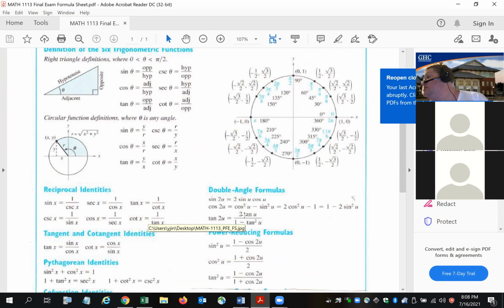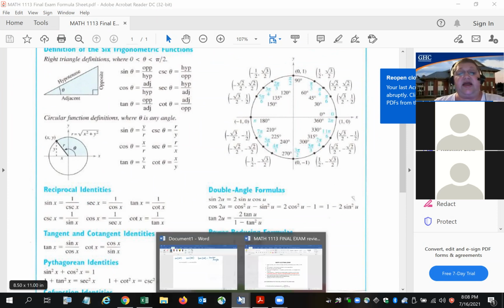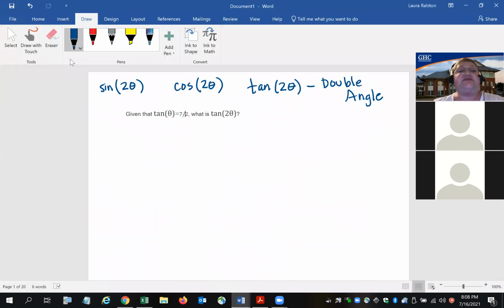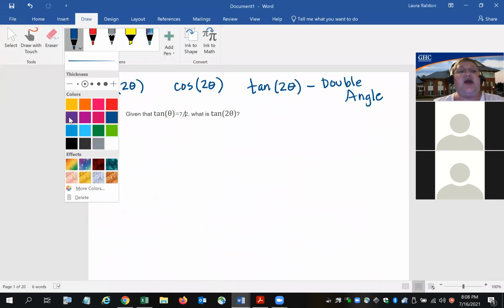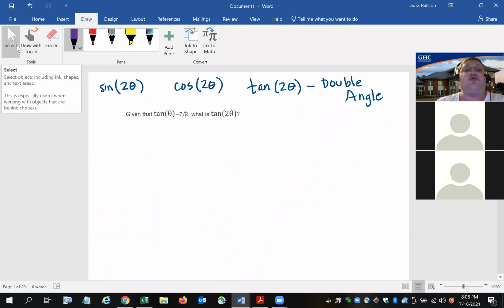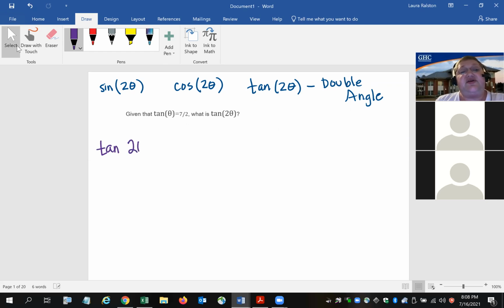to my paper. Okay. And guys, I would tell you to do this. Yes, it's a little time consuming, but it is worth it to write the formula. I know that I need to use the tangent of 2 theta, which is 2 times the tangent of theta divided by 1 minus the tangent squared theta.